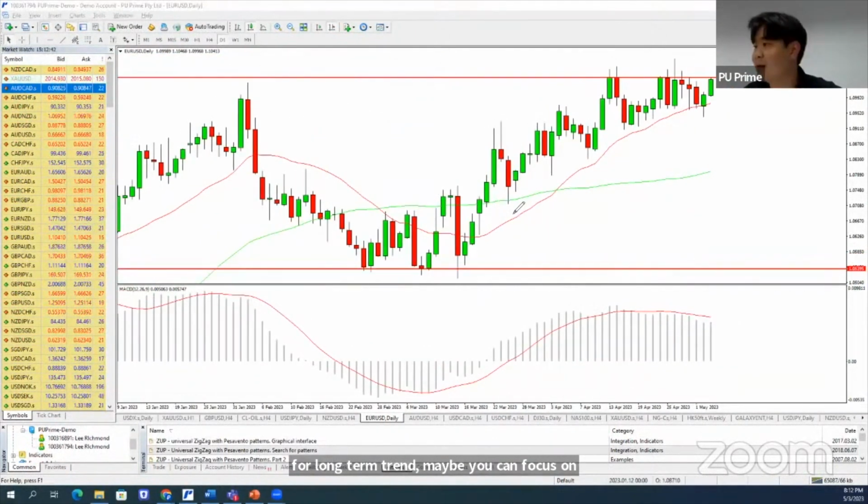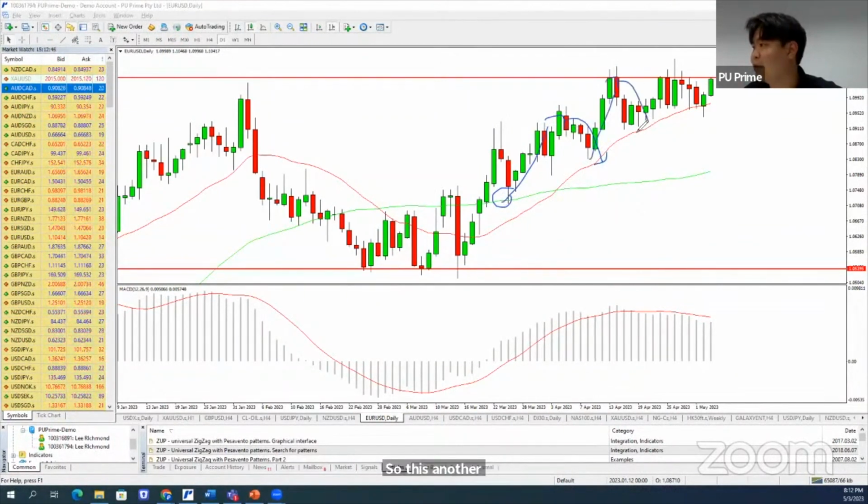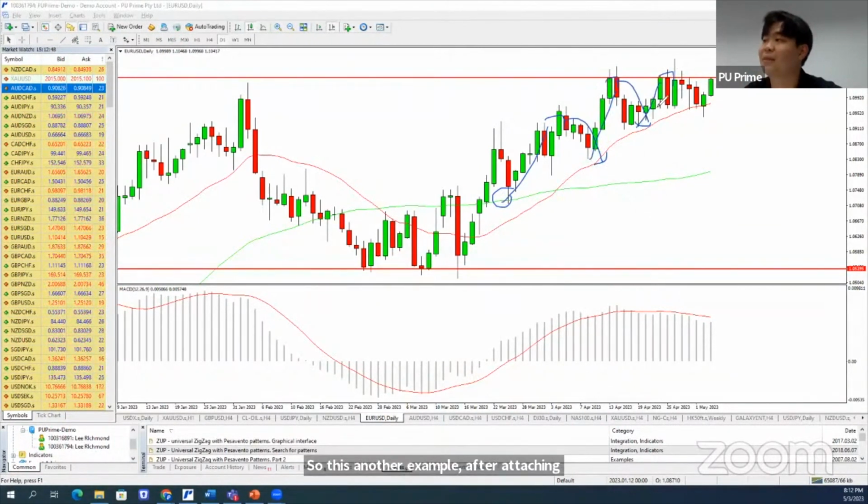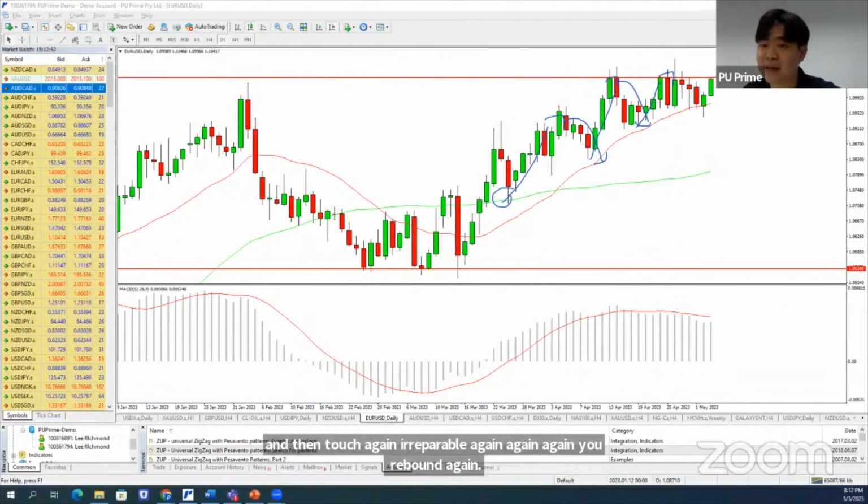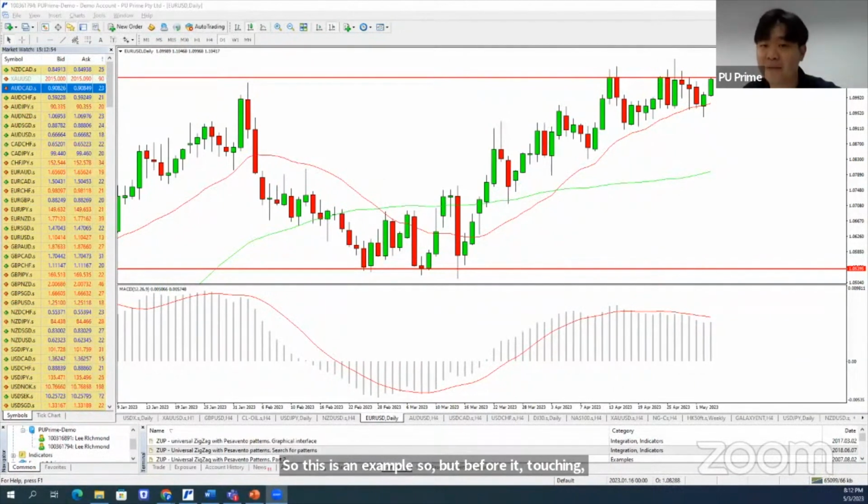So this is another example. After it touches, it rebounds, and then it touches again, it rebounds again, it touches again, it rebounds again. So this is an example. But before it touched, before it increased a lot, you can notice that it actually successfully broke out above two resistance lines. The first resistance is the red line.